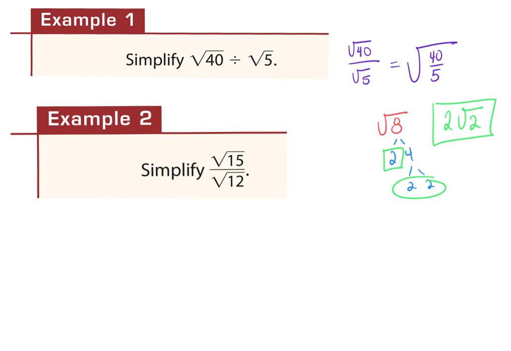So we can actually divide both of these by 3, just like we would reduce a normal fraction. So on the top, we're going to have the square root of 5. And on the bottom, we're going to have the square root of 4. What else do you think you can do there?